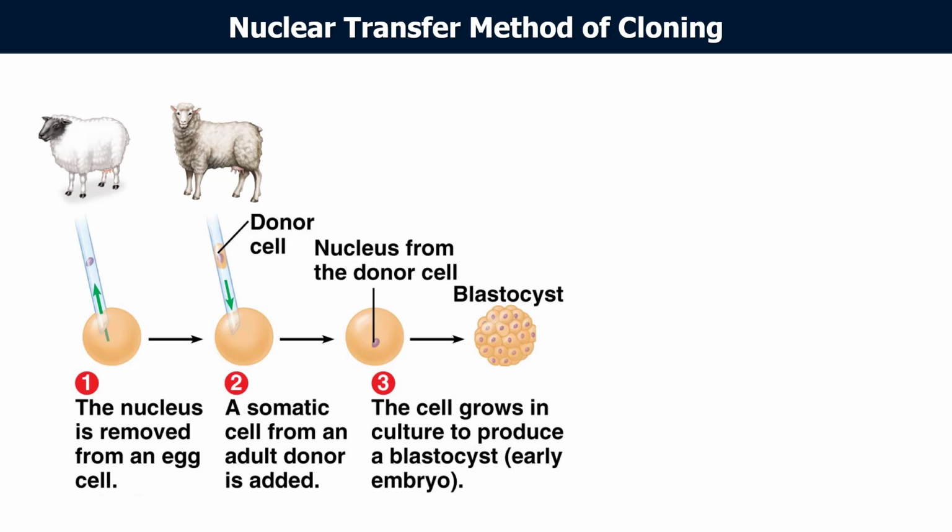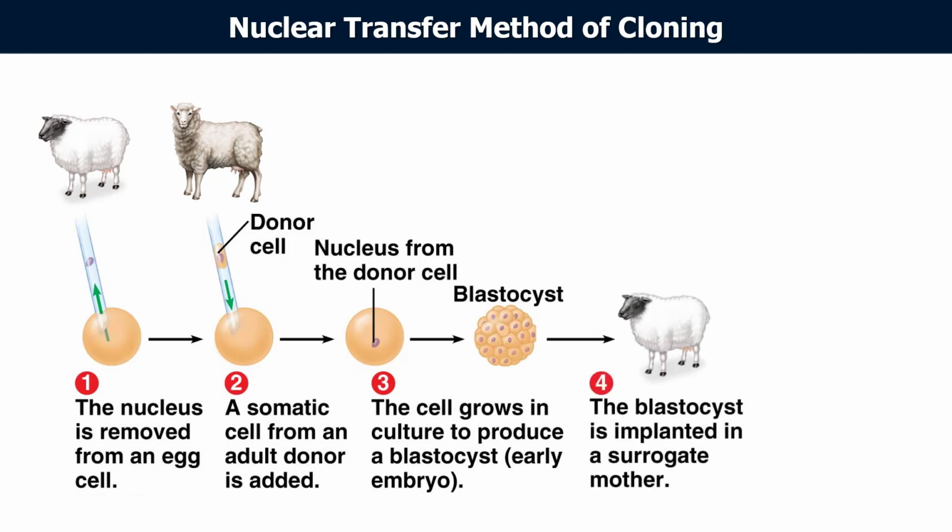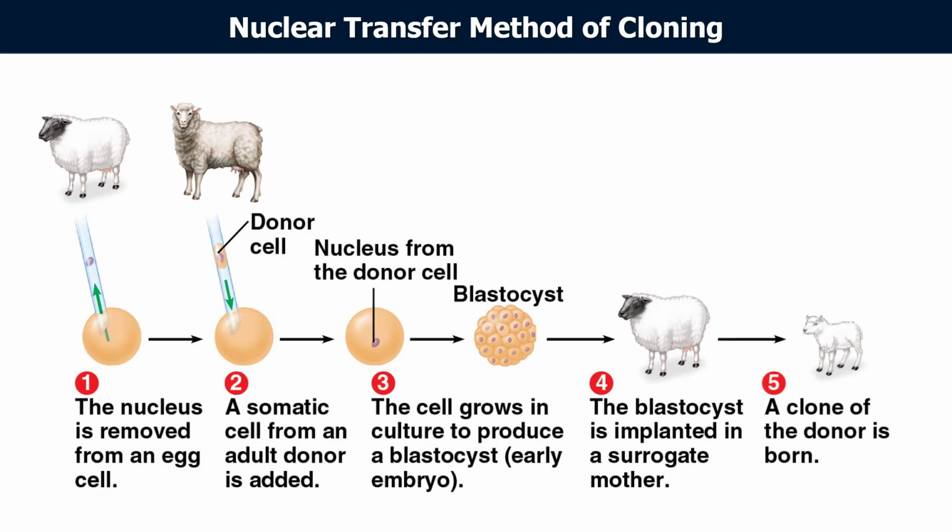They then allowed that egg to go through some rounds of cell division to produce a blastocyst, and then they put that blastocyst into a surrogate sheep to carry it to term into a baby. And that surrogate mother gave birth to the clone that they named Dolly.